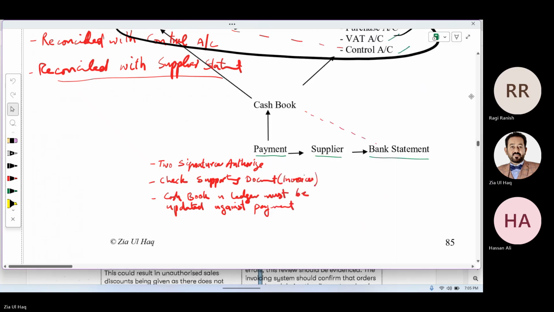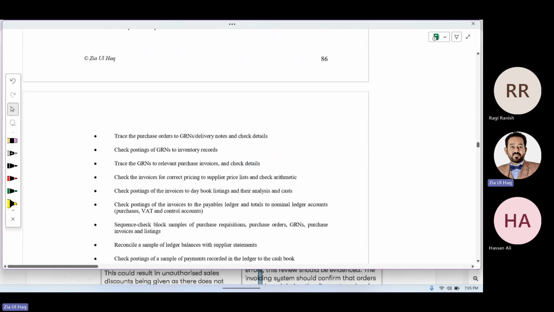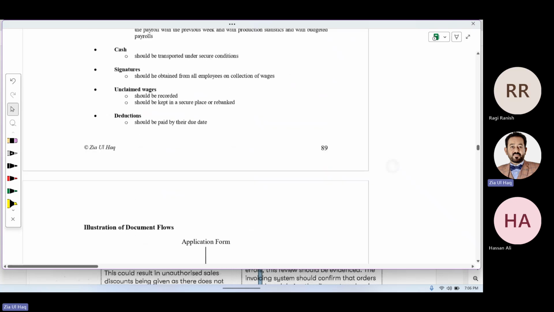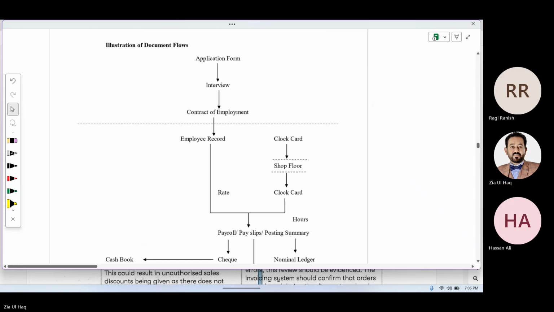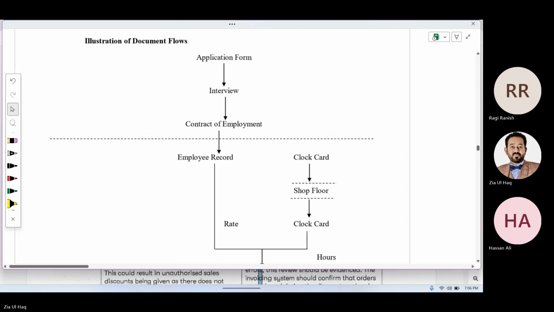Okay. So sales system, purchase system, we have covered. Now we are moving towards the payroll system, also called wages system. So let's discuss the system first. And then we will move towards highlighting controls in that system. Then we will discuss tests of control and substantive procedures.